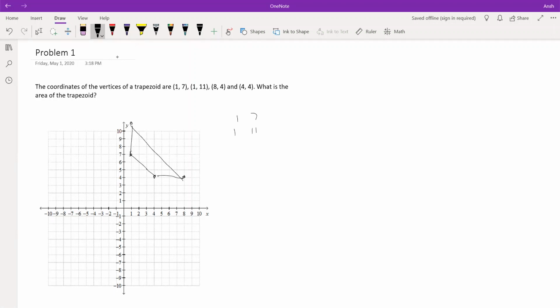So when we use shoelace, we have (1, 7), (1, 11), (8, 4), and (4, 4). Multiplying out, it becomes 1 times 11, plus 1 times 4, plus 8 times 4, which is 32, plus 4 times 7, which is 28. And from that, we subtract 7 times 1, which is 7, 11 times 8, 88, 4 times 4 is 16, and then 4 times 1, which is 4. So this becomes negative 40. Since we're using shoelace, we take the absolute value, it becomes 40, and we divide by 2 to get 20. And that's our final answer.